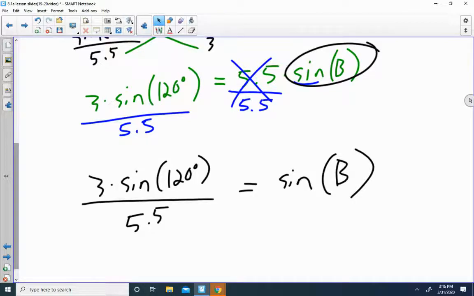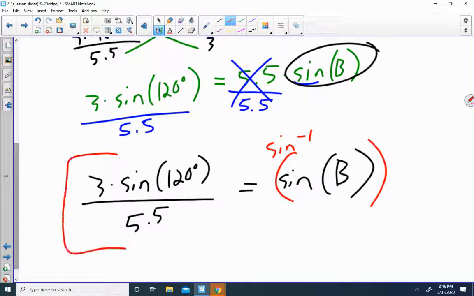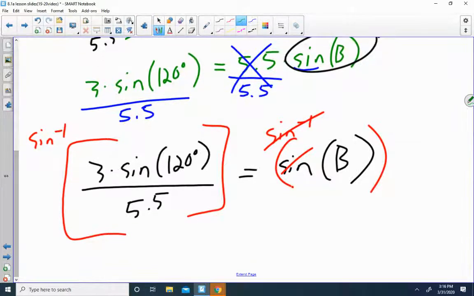Now, I'm not going to go ahead and type in the decimal yet. I'm going to go ahead and show you, to get rid of this sine, just like before, I'm going to take sine inverse of both sides. So I'm going to take all of this, and whatever that answer is, I'm going to take the sine inverse of that. So then these will cancel, and now I just have big B on the right. And then whatever this comes to, that's what big B is going to equal.